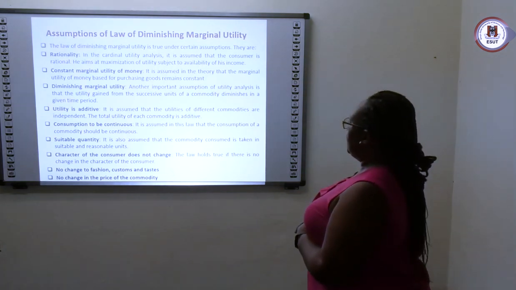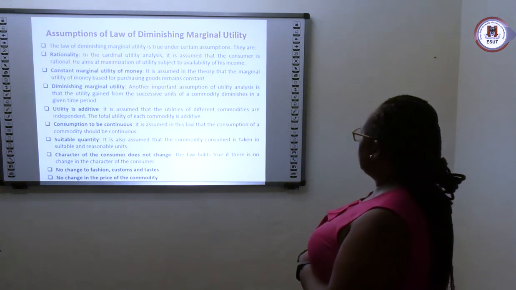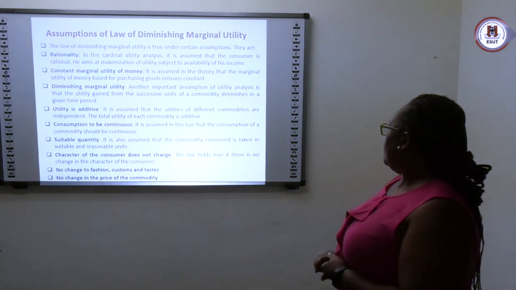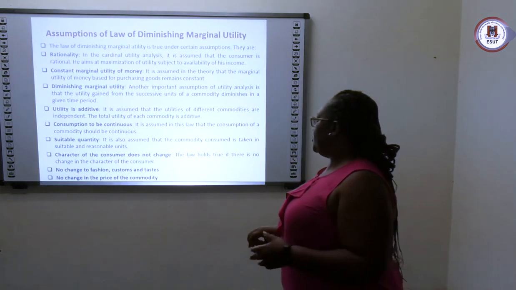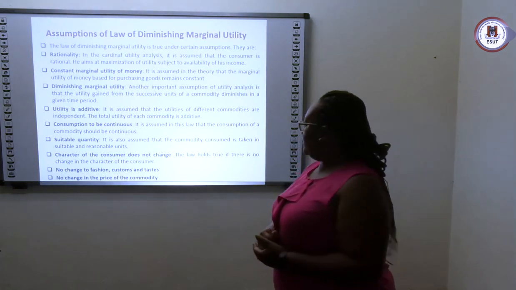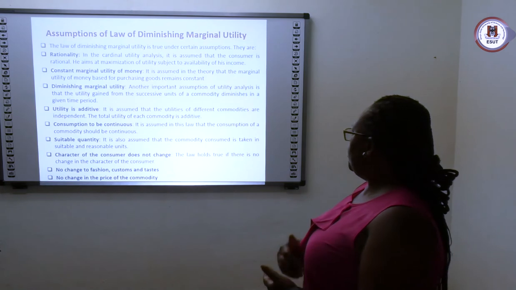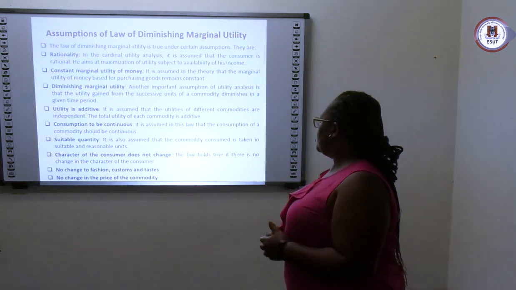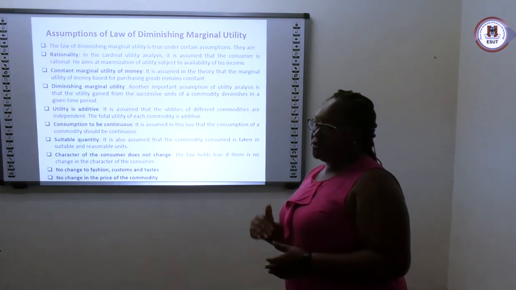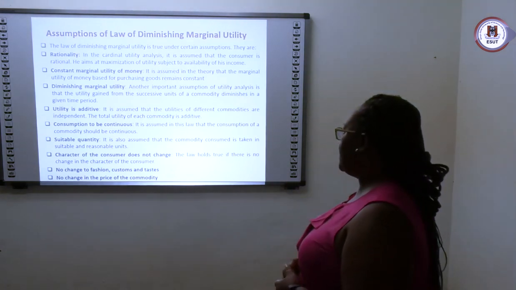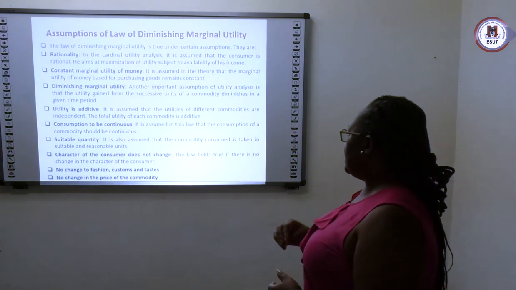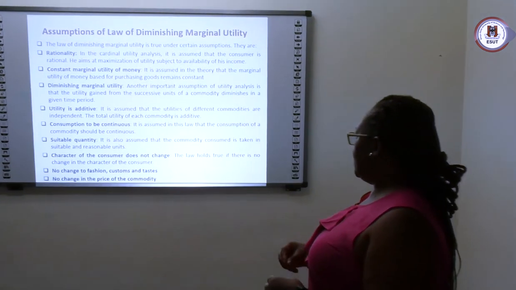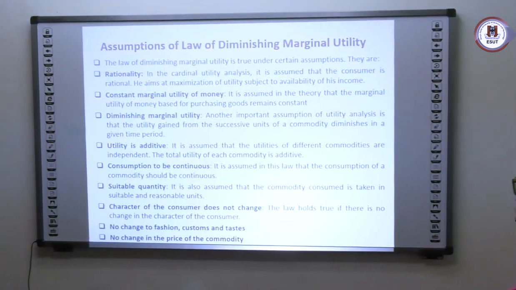Diminishing marginal utility. Another important assumption of utility analysis is that the utility gained from the successive units of a commodity diminishes in a given period of time. In the process of consuming more of a particular good, the more you consume, the less utility you derive from it. Stable quantity. It is also assumed that the commodity consumed is taken in suitable and reasonable units.